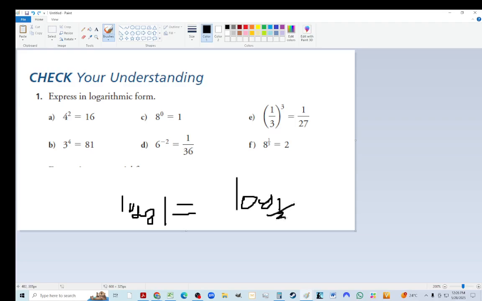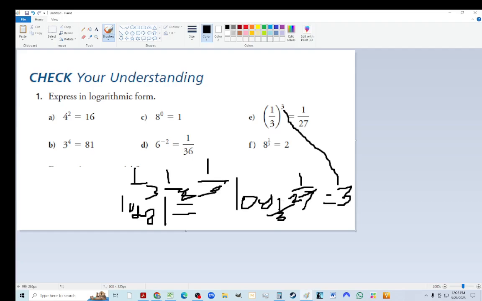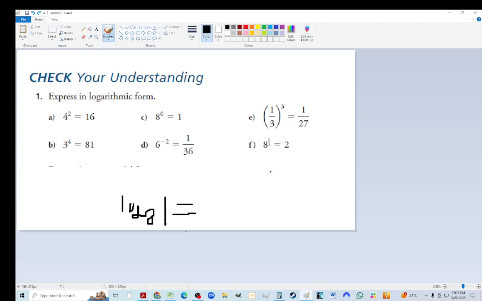1/3. There's the result, 1/27. What do I put as an exponent over 1/3 to get 1/27? 3. Right there. That means 1/3 times 1/3 times 1/3, that's 1/3 cubed, is going to be 1/27. Practice your fractions. This is the same thing.